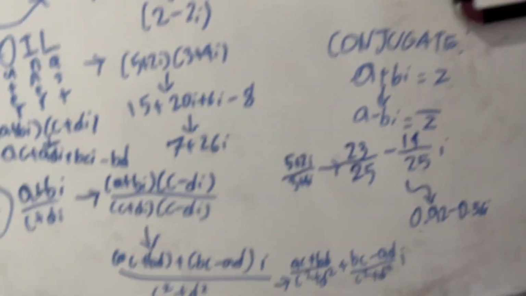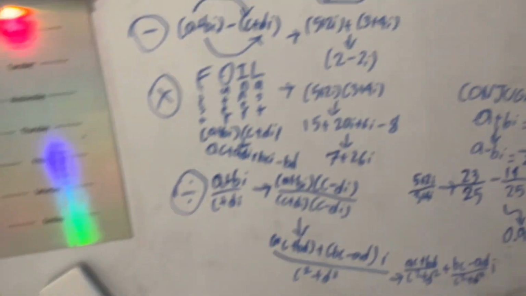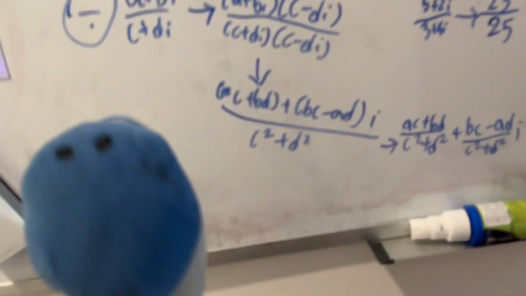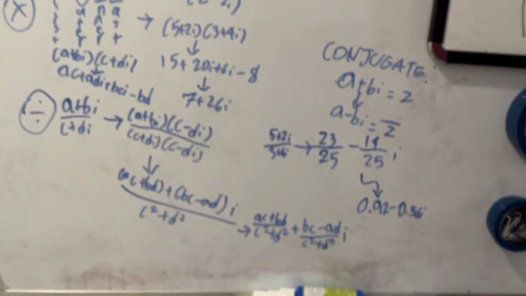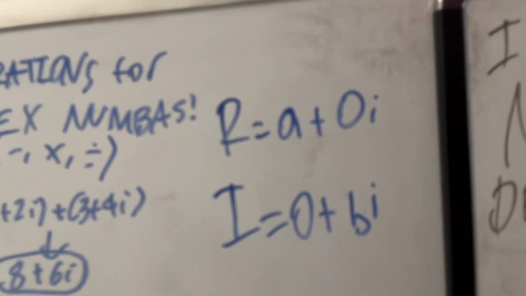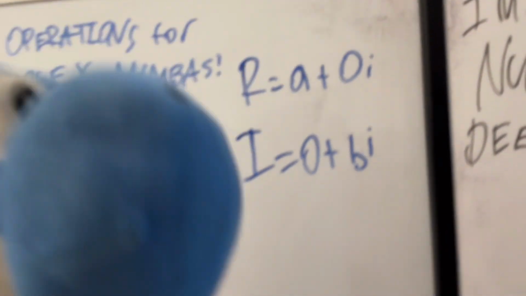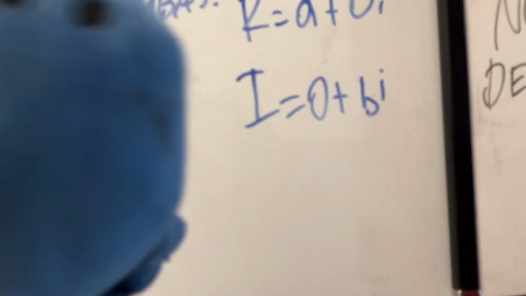And you might be asking, well, can I do all of this even if one of the numbers is just plain pure real or another is pure imaginary? Well, yes, you can. You just have to sub in 0 for the other parts. Like a real number can be written as a complex number, a plus 0i, and a purely imaginary number, 0 plus bi. So those were the basic operations.